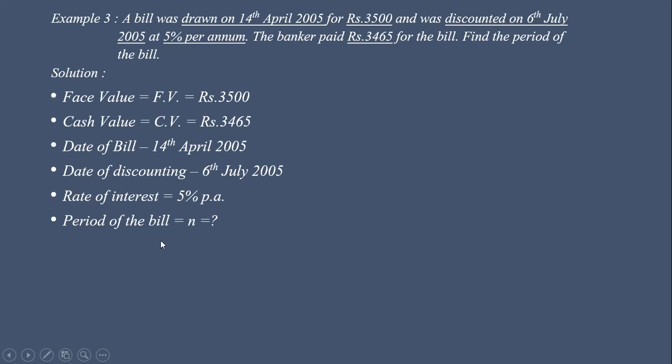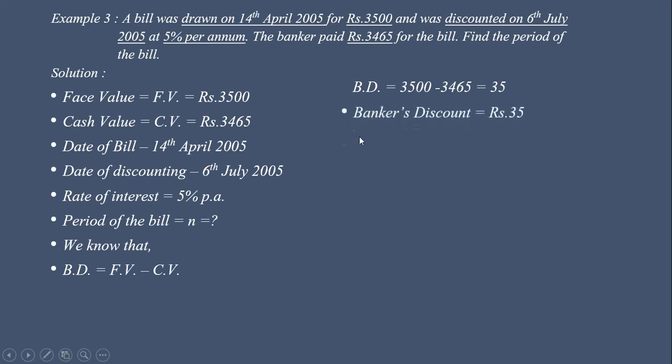Now the period of the bill means the period from the date of bill to the nominal due date. We know that banker's discount is FV minus CV. These two values are given. We substitute here and we find banker's discount. So banker's discount is 3500 minus 3465 equal to 35. So banker's discount is rupees 35.